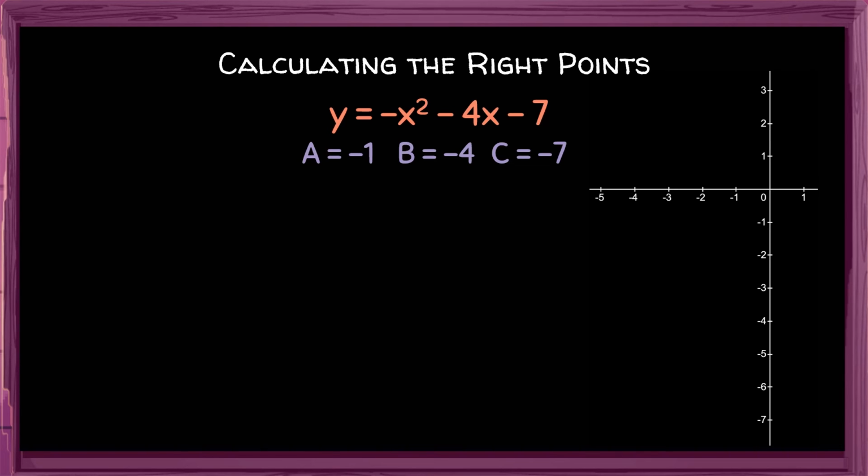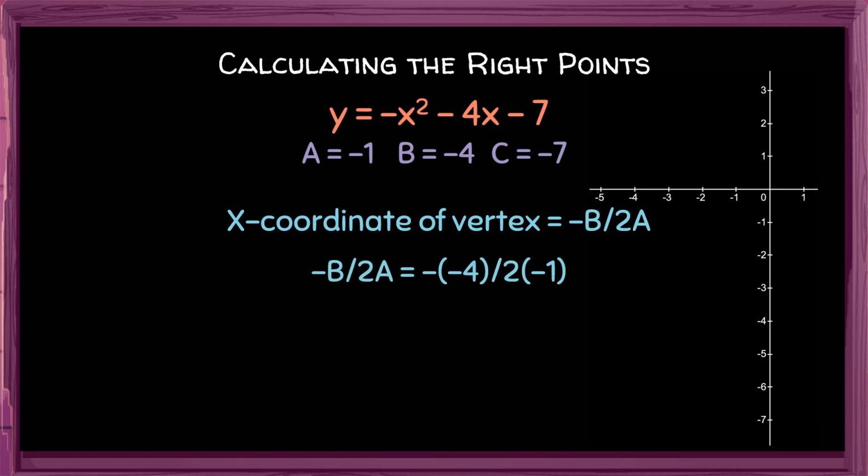These three values are about to come in handy because our next step is to figure out our vertex. We start by finding the x-coordinate of the vertex using the expression -b divided by 2a. What does that equal here? -b over 2a means -4 divided by 2 times -1. On the top, the negatives cancel out, so our answer is 4 divided by -2, which is -2. Good. So the x-coordinate of our vertex is -2.